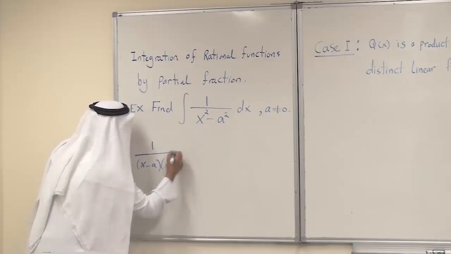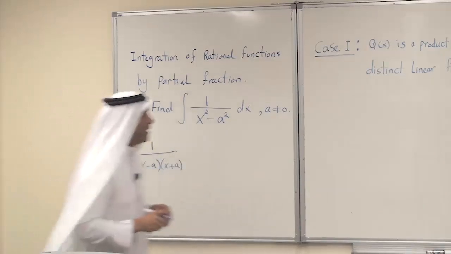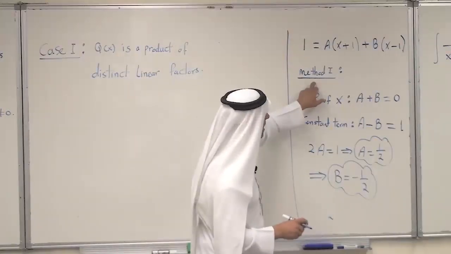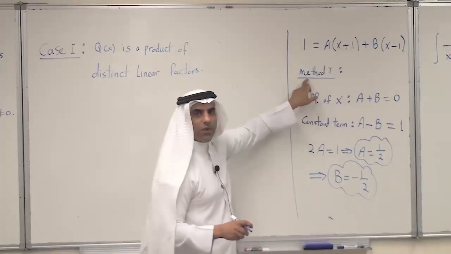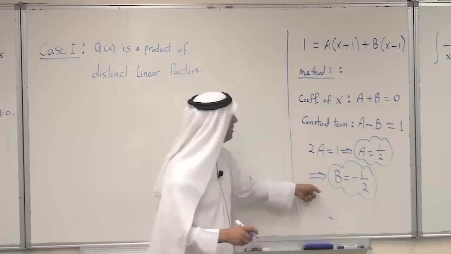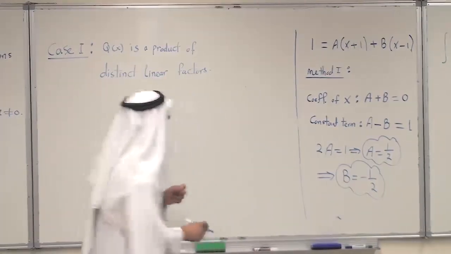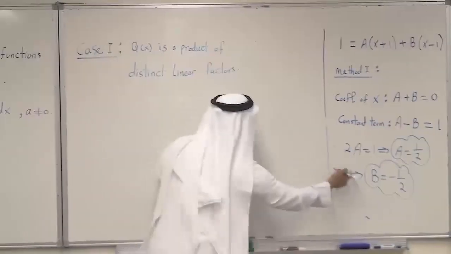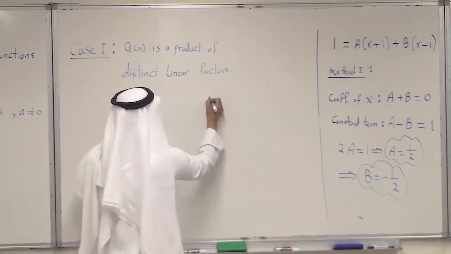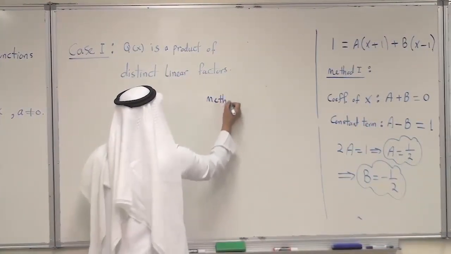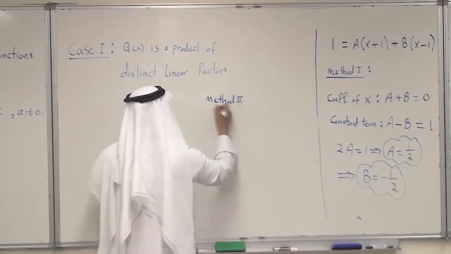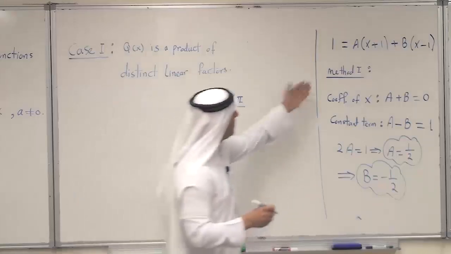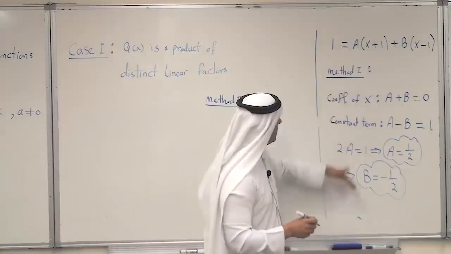Before I move and continue this question, let me go back to the previous one we have and illustrate another way to get a and b. Let's call it method number 2 for the first exercise. We said here we can compare coefficients to get the answer.